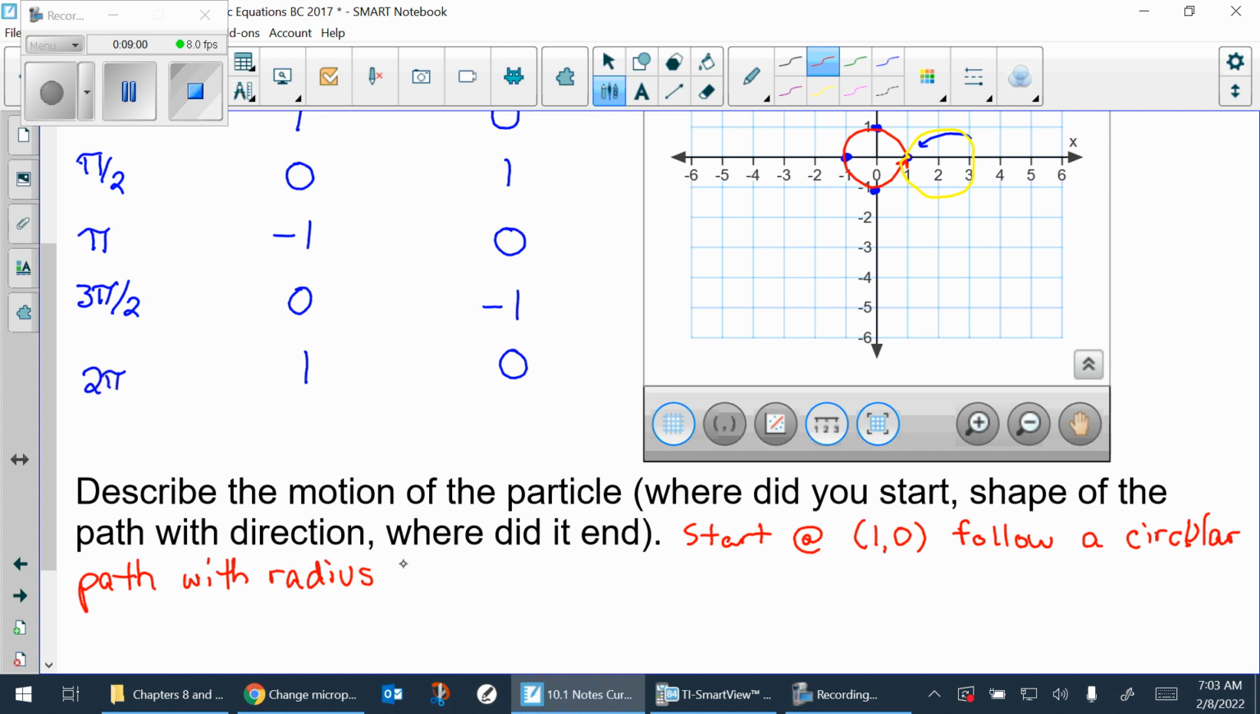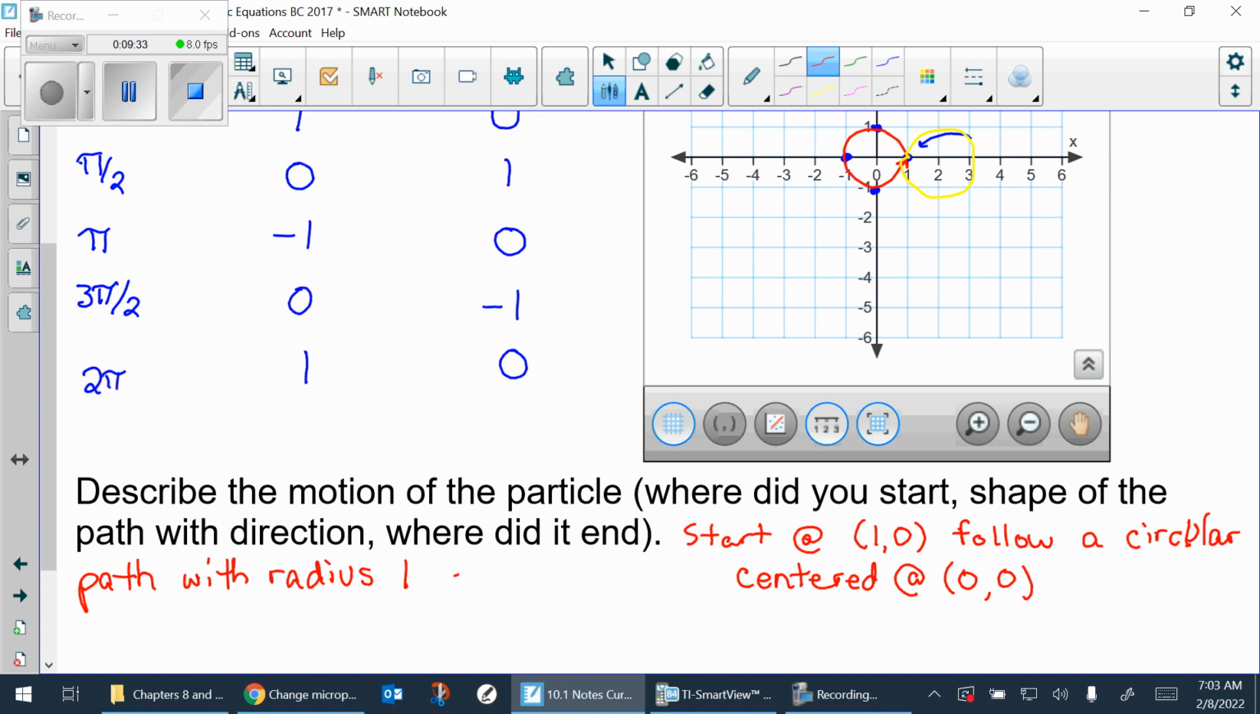And this can be worded different ways, but I just want there to be no mistake as to what the path of this circle is. Follow circular path radius 1, a large suspicious space, centered, this circular path is centered at 0, 0.